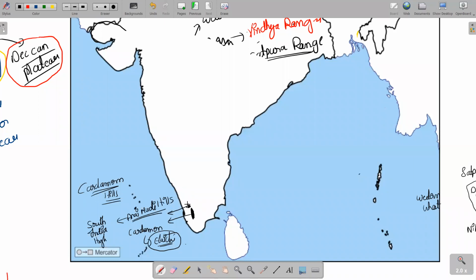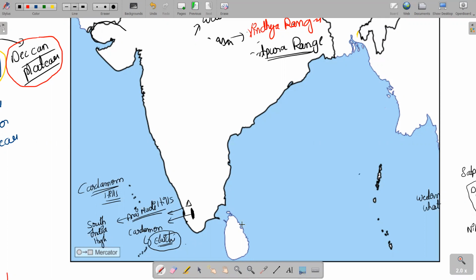In the Annamalai area, when a hill is asked, you have to mark it with a delta-type symbol, like the one in maths, and write Anaimudi Hills if asked. Exactly where do you place it? It is present in Kerala, exactly above the Cardamom Hills.